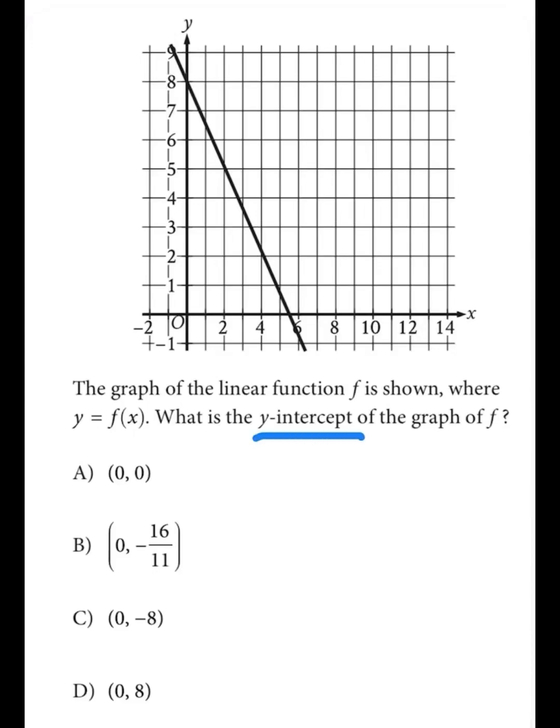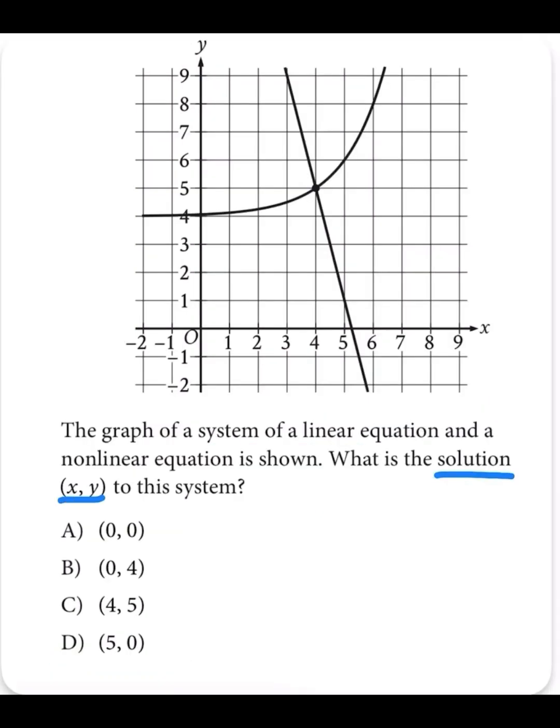The point where the graph crosses the y-axis is the y-intercept. The y-intercept is 8. The point where the two graphs intersect is the solution. The x value of that point is 4 and the y value is 5.